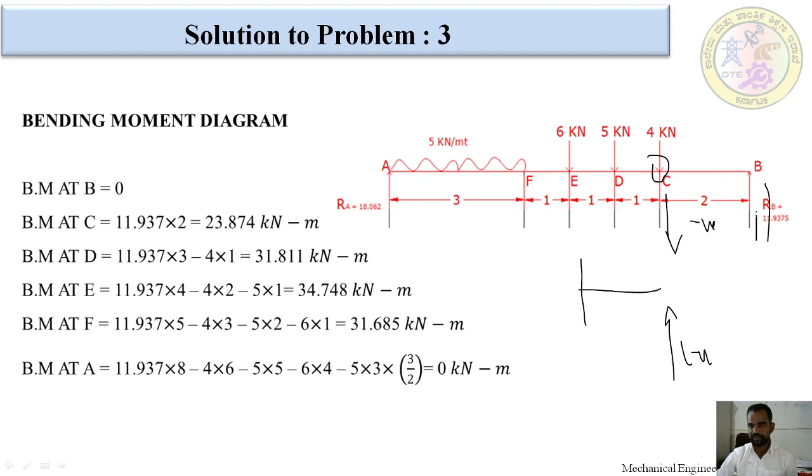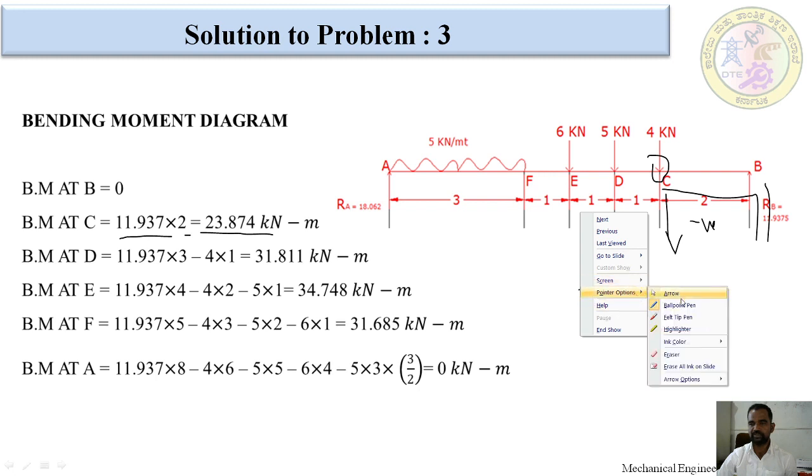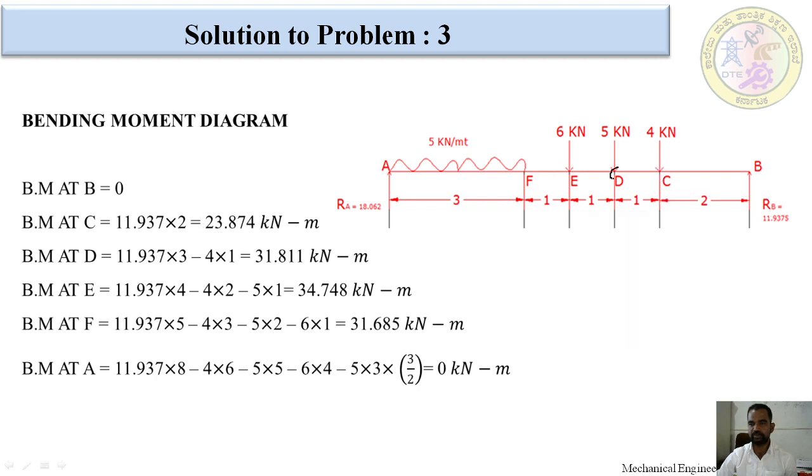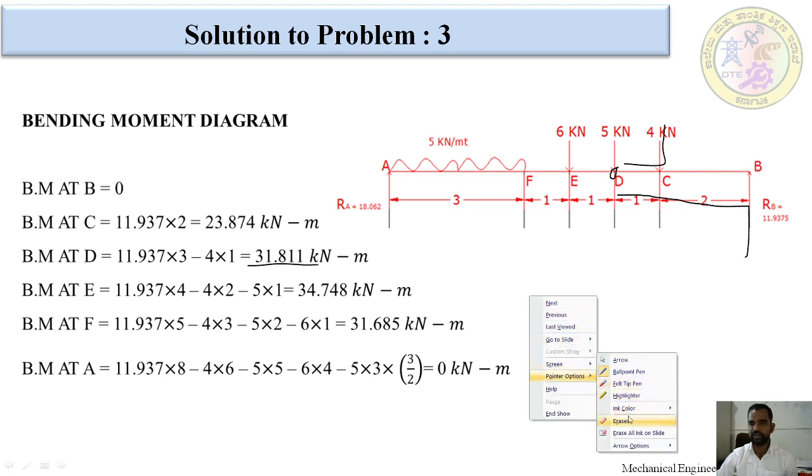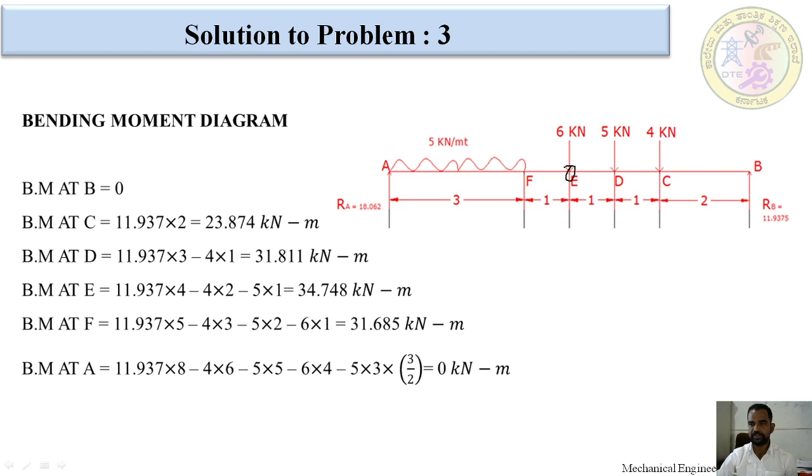Okay, first of all, upward force, I am going to calculate at this point. This is upward positive into distance, 11.937 into 2. This distance is 2, 23.874 kilonewton meter. After completing C point, next we are going to calculate at D point. This is positive into this distance, this is negative into this distance. How much? 11.937 into 3 minus 4 into 1. The calculation we will get is 31.811 kilonewton meter.